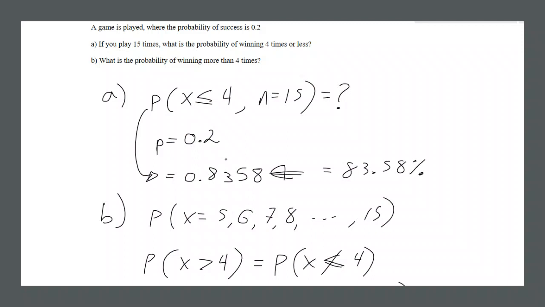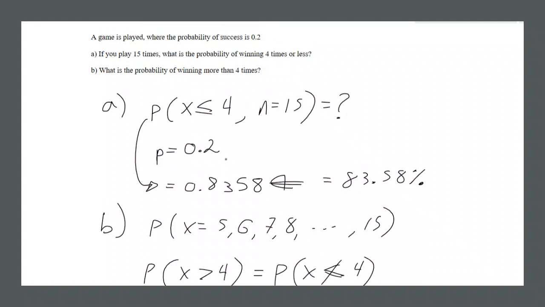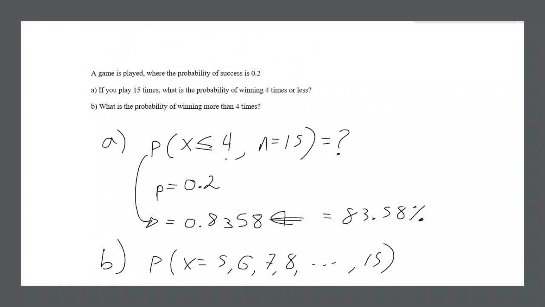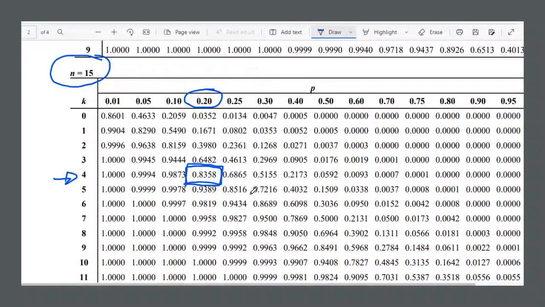So there's a 16.42% chance of winning more than 4 times and an 83.58% chance of winning 4 times or less if you play 15 times, and the chances of a single victory during a single play is 0.2. And that's using this table here.